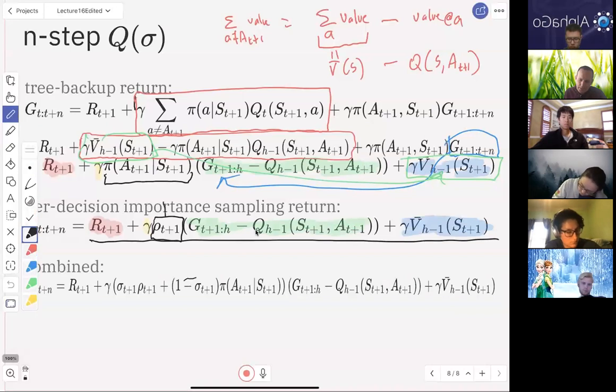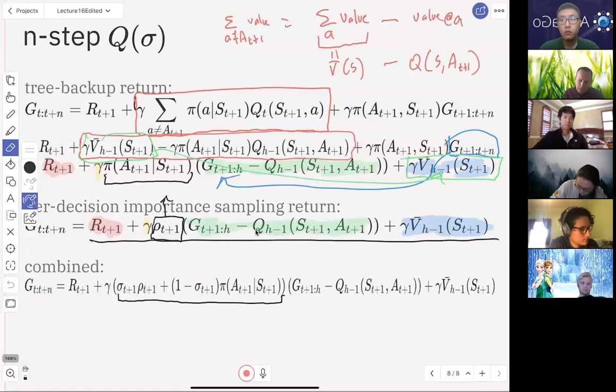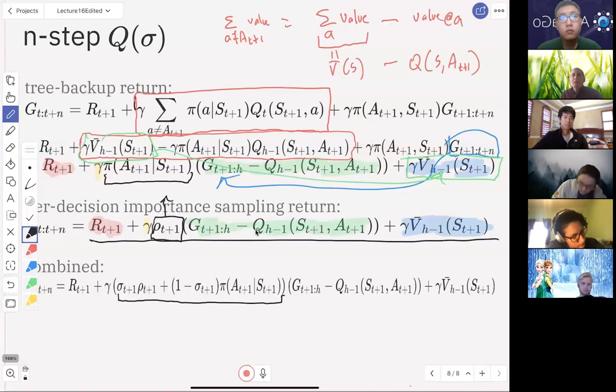this guy and this guy. One is using rho and one is using pi. Clearly the one that's using rho is the one that's doing importance sampling, because it's the one that has to know what the probabilities of the behavior policy are. So what we can do is just combine them and use a weighted sample, or a weighted mean. So we're going to use this weighted mean here, and what we're using is sigma as our weight.